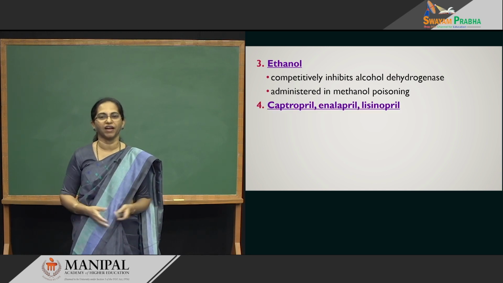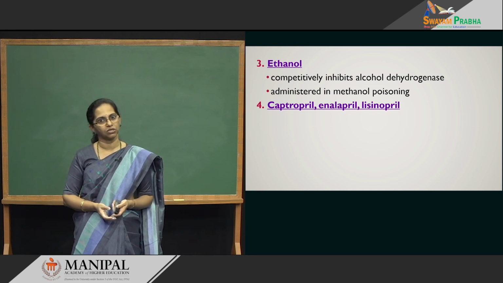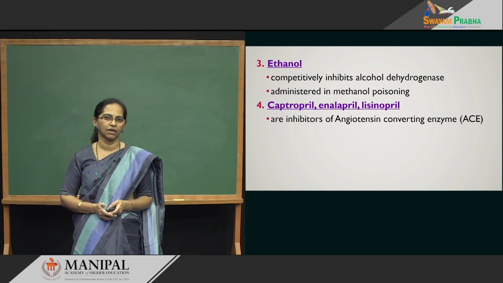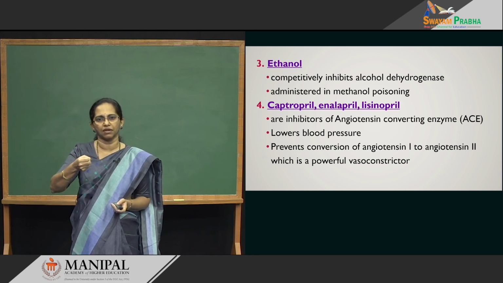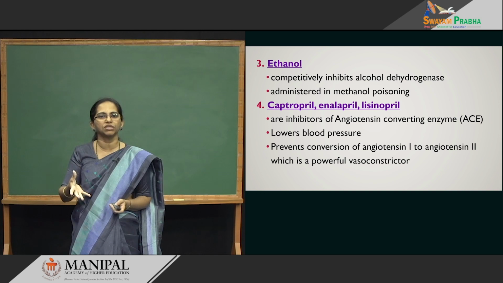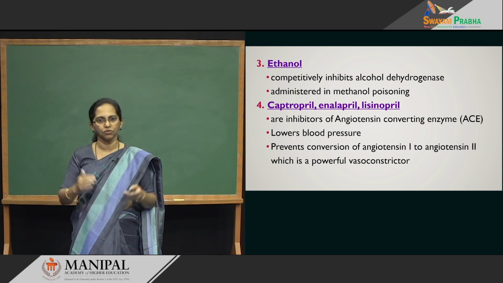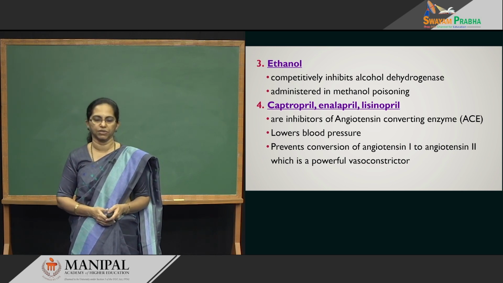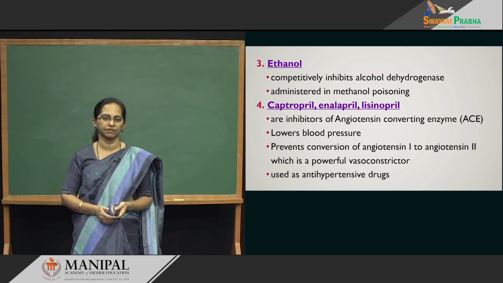Then comes a group of anti-hypertensive drugs, that is people with hypertension, they will be put on these drugs. It can be captopril, enalapril or lisinopril, all these are ACE inhibitors, angiotensin converting enzyme inhibitors. By doing this, what are you achieving? You are trying to bring down the level of angiotensin 2. All of us know that angiotensin 2 is a powerful vasoconstrictor, it will increase the blood pressure. So, you do not produce that itself. How do you do that? You use ACE inhibitors, do not produce angiotensin 2, you try to bring down the blood pressure of that person. So, it is a very commonly used anti-hypertensive drug.